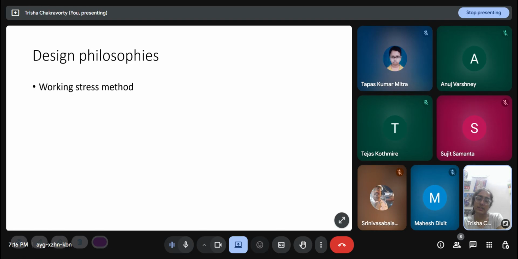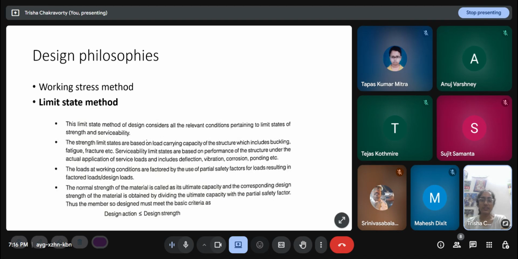The design philosophies are the working stress method and the limit state method. Indian design, and mostly designs everywhere around the world, started with the working stress method. It is very easy to apply, but the limit state method maps the behavior of the structure better, since it does not assume that the structure has completely failed when the yield point is reached. It actually allows the structure to go up to its ultimate strength. Though there are factors of safety, it is generally more accurate to how the structure actually behaves.